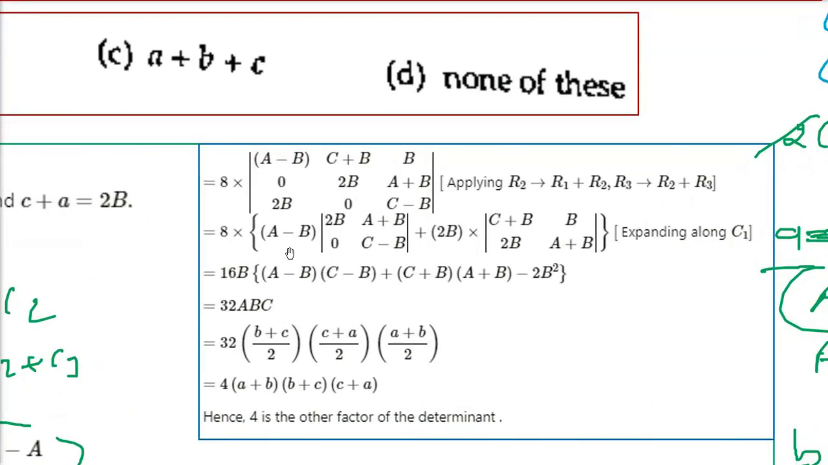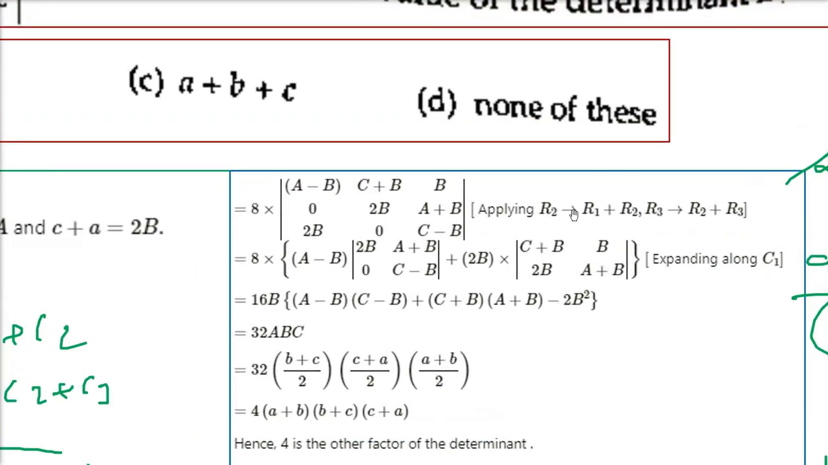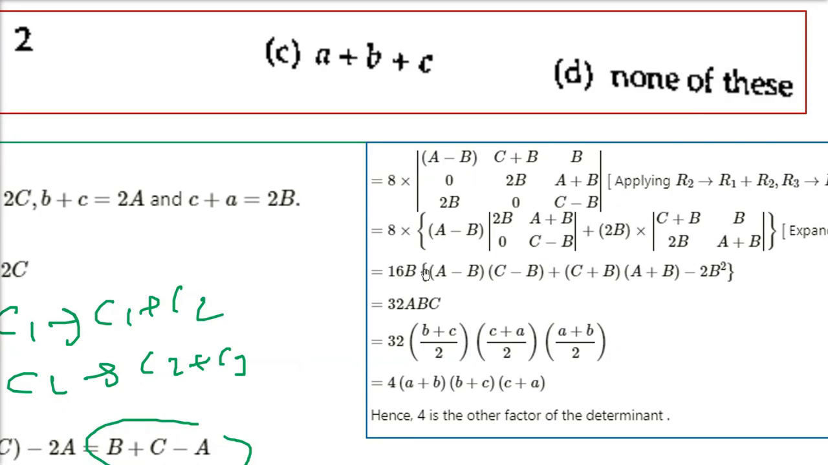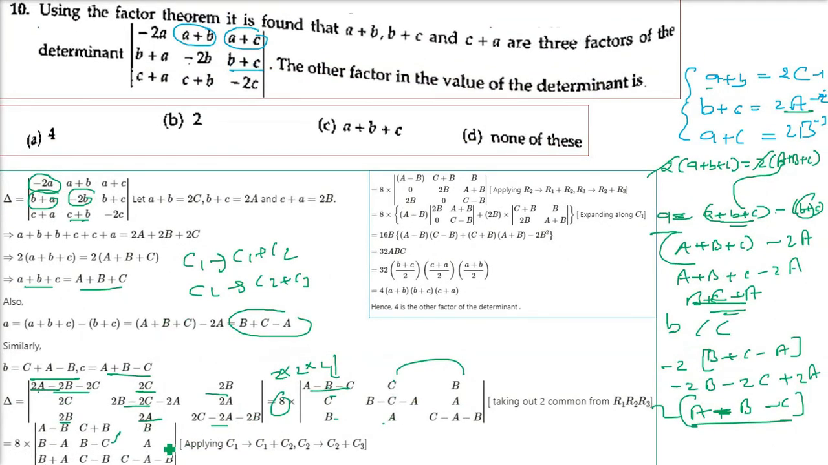We have got this one. Now we'll apply row operations: row 2 will be changed to row 1 plus row 2, and row 3 will change to row 2 plus row 3. We already changed column 1 to column 1 plus column 2, column 2 to column 2 plus column 3. Here we are going to change row 2 to row 1 plus row 2 and row 3 to row 2 plus row 3.